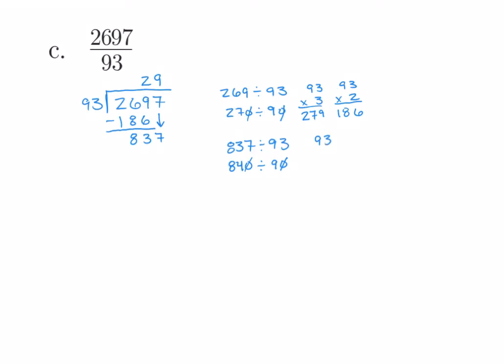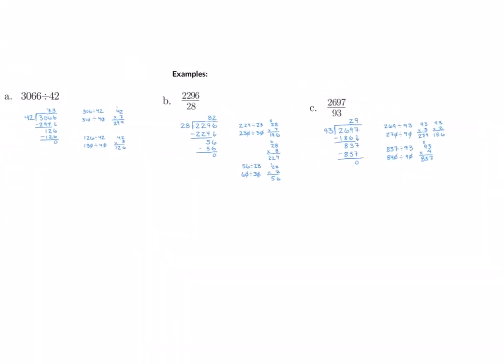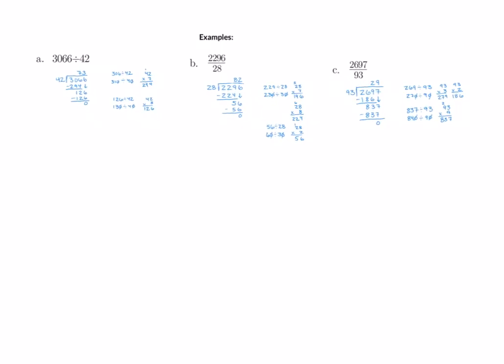If we go ahead and multiply 93 times 9, we get 3 times 9 is 27. 9 times 9 is 81. And 81 plus 2 is 83. We can subtract. We subtract, we get 0. This divides evenly. All right, so that takes care of our basic division examples for dividing by more than one digit. So now let's go ahead and look at some special cases.